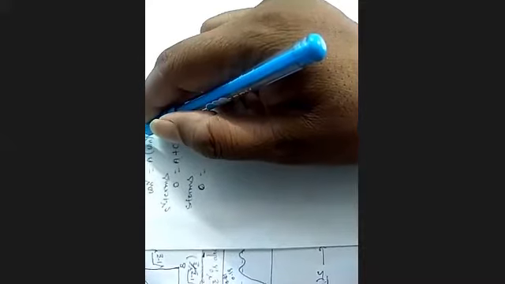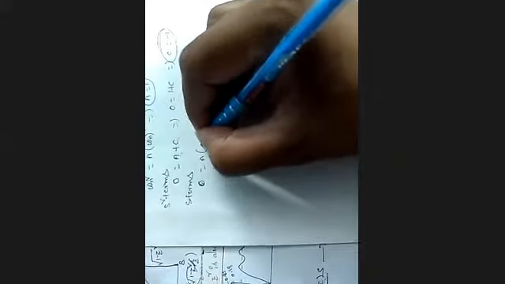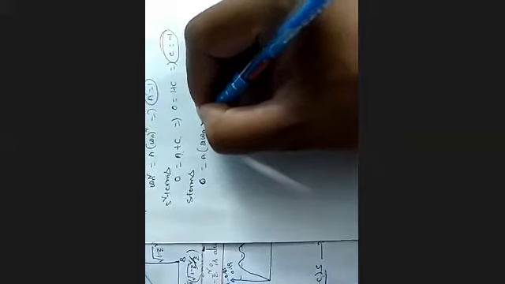So 2 omega n, A into 2 omega n plus B, and here A and C values we will get. How to get the value of B?